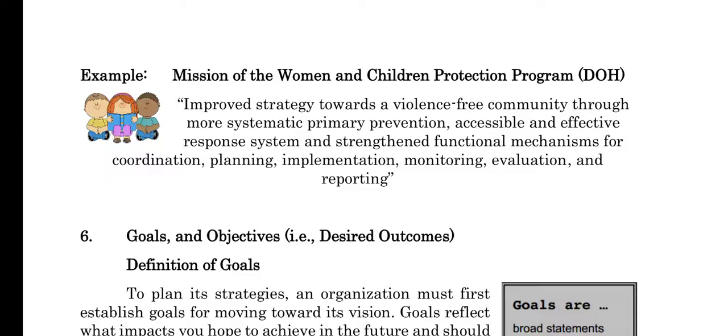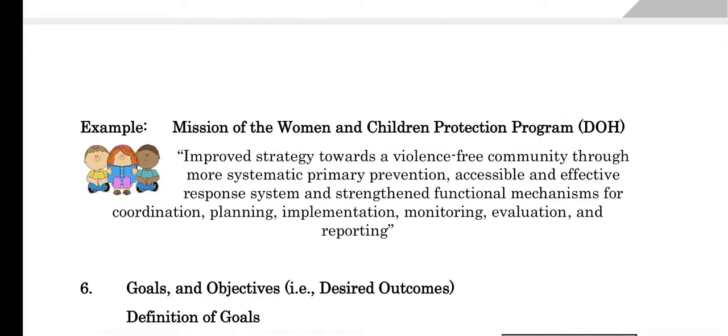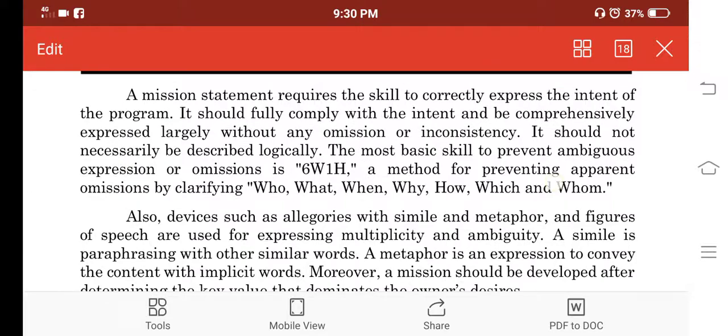Okay, if you're going to look at this one from the same program, the mission of this Women and Children Protection Program: improve strategy towards a violence-free community through more systematic primary prevention, accessible and effective response system, and strengthen functional mechanism for coordination, planning, implementation, monitoring, evaluation, and reporting. So we can say that this particular statement is a more specified version of the vision. It is specific. Some parts of the plan, some strategies that will be employed in the program is stated in the mission statement. Okay?